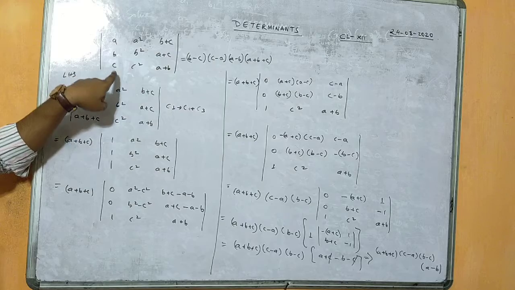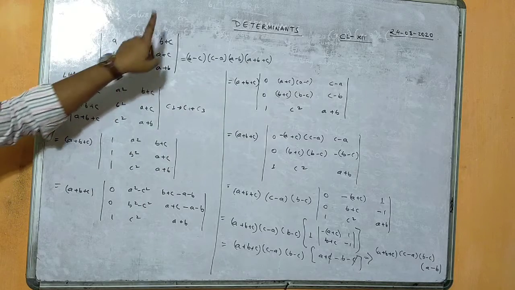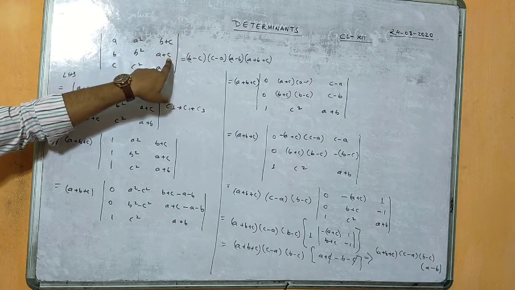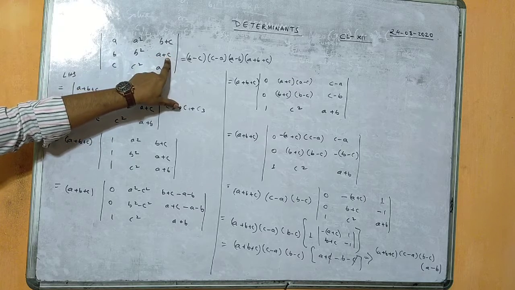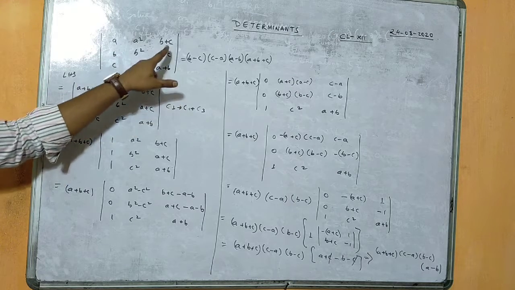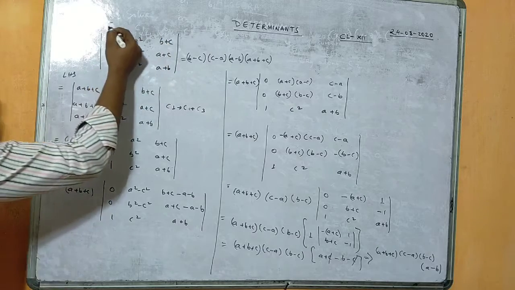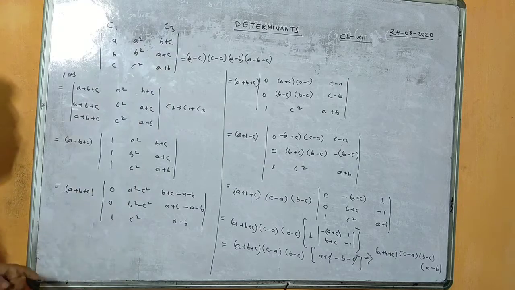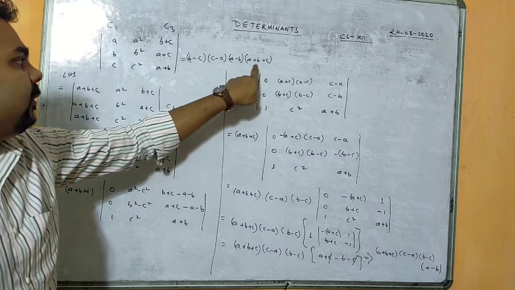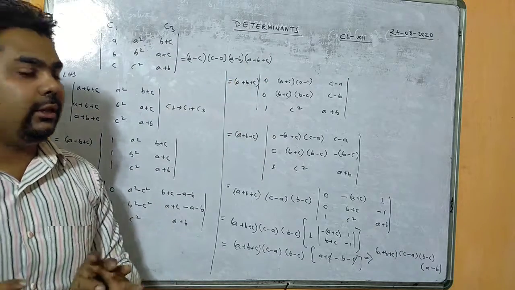We have a, b, c in column 1. In column 3 we have b plus c, a plus c, a plus b. So what is missing here? A, here b, here c. So there is a pattern now. This is column 1 and this is column 3, so we will add column 1 and column 3. If we add, then we will get a plus b plus c, right? So like this we have to see.